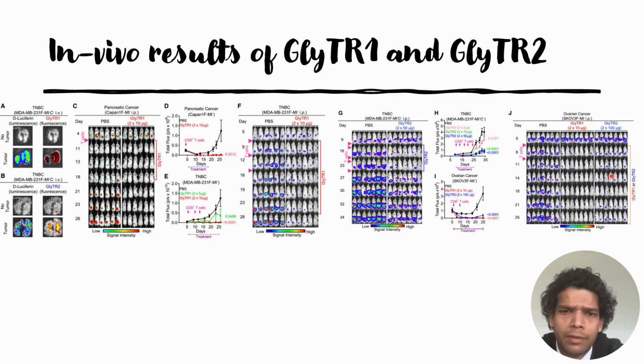They also checked these ovarian cancer cells for GlyTR1, and for that also they are able to see tumor suppression consistent with time. These they have quantified in panel I also. Here we can see that the tumor suppression is significantly higher for both GlyTR1 and GlyTR2 compared to the control case. So this indicates that both GlyTR1 and GlyTR2 are efficient and provide acceptable results even in the in vivo studies. That's all for this video.